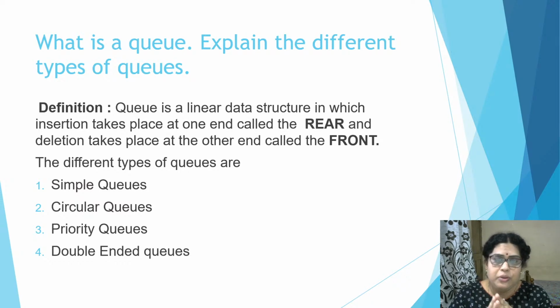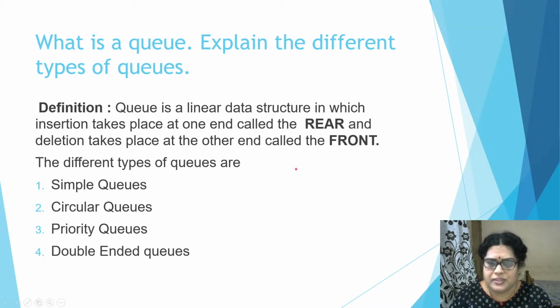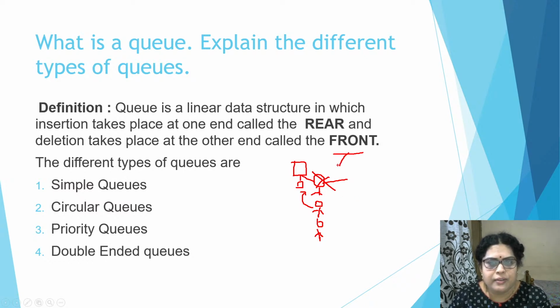So when people are standing in a queue, what exactly happens? Let me just draw a small picture. Here you have people standing in a queue like this. Let me take the movie theater itself. This person wants to buy a ticket. He takes a ticket and he just leaves this place, isn't it? He is no longer there. This person now comes to the front of the queue. So you should know that in a queue, the deletion will take place at a place called the front.